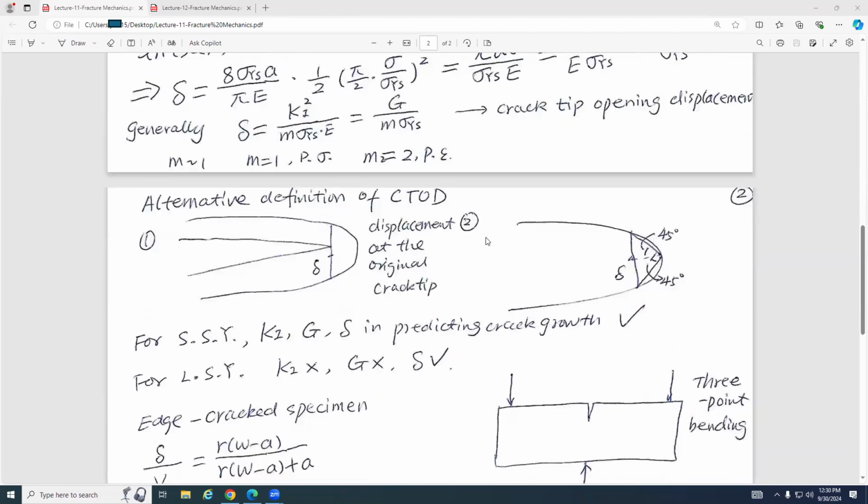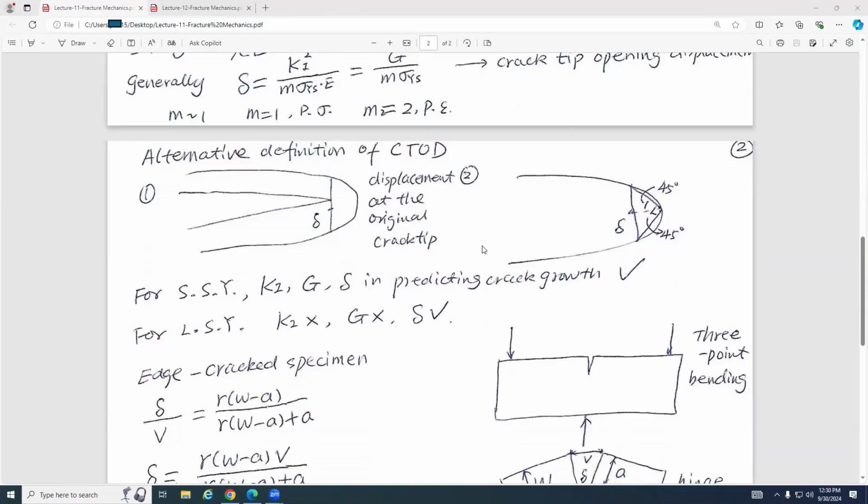Okay, so in addition to CTOD, we have CTOA. This is the alternative. CTOD is the displacement at the original crack tip, how big it is when the crack grows. So this is our delta.